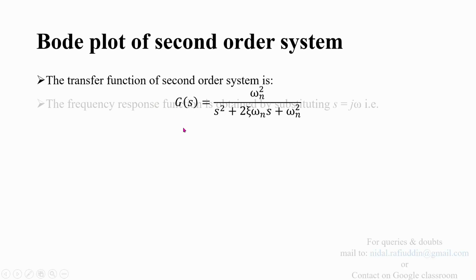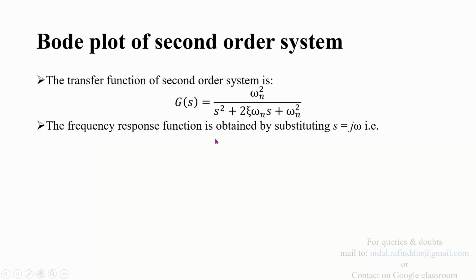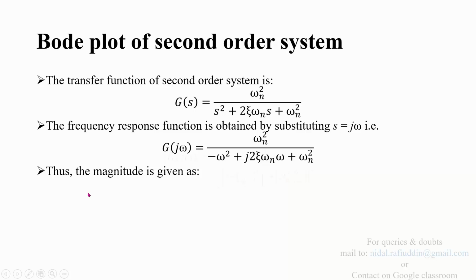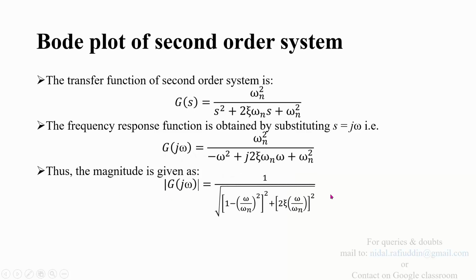The frequency response function is obtained by substituting s equal to j omega. So this is rule 1 that will always be applied, and that gives us G(j omega) equal to. So we replace s by j omega, and we obtain this particular expression. And thus the magnitude is given as follows. If you are going to obtain the magnitude of this term, this will be obtained by forming the perfect square of the expression in the denominator, then taking the root of it.